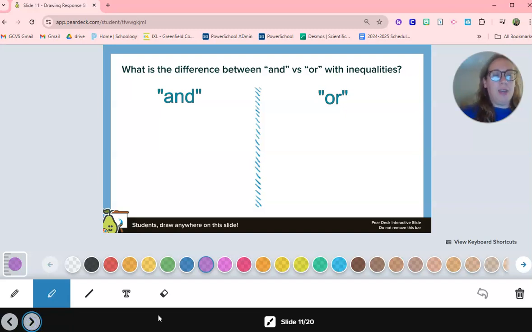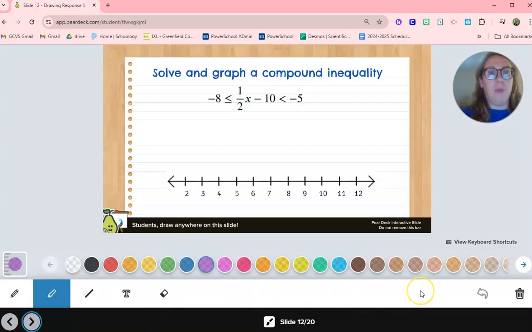All right, so getting us started with part 2 of the Peardeck, I just want you to reflect on what those differences are that you've seen so far between "and" and "or." You're going to be responding on this slide independently, thinking about how those graphs looked different, and what differences or similarities you noticed between the "and" compound inequalities and the "or" ones. When you're all set, push ahead to slide 12.